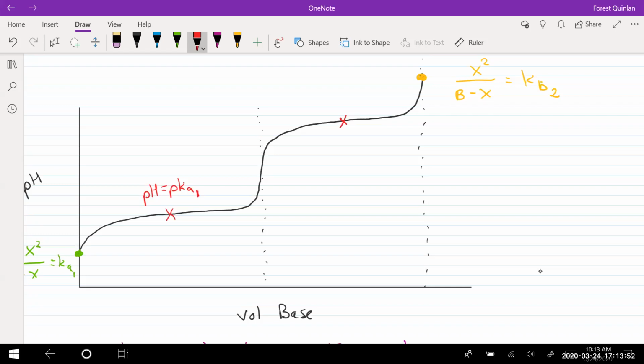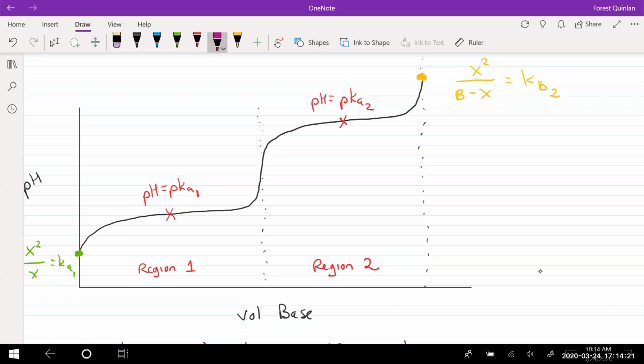which means, give me the other one. pH equals? pKa2. That's right. Now I'm going to go ahead and label these as region 1 and region 2. Okay. Other points that we should hopefully intuitively be able to get.